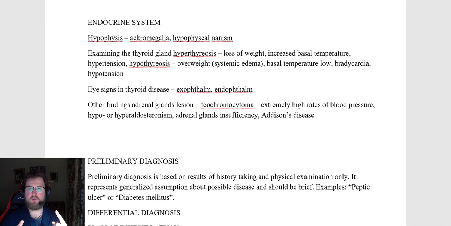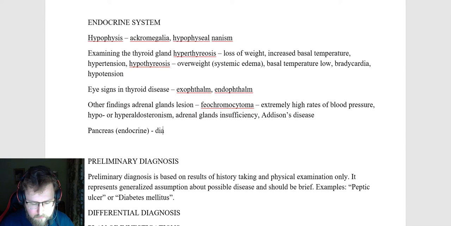I'm talking, of course, about the endocrine part of the pancreas. Your primary patient may have diabetes mellitus. This is a very specific disease. You should always check if your patient has it, or if he doesn't have it, or he doesn't know that he has it. You should always clear this out in each and every patient.